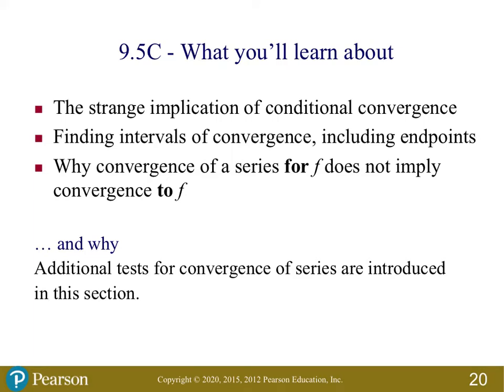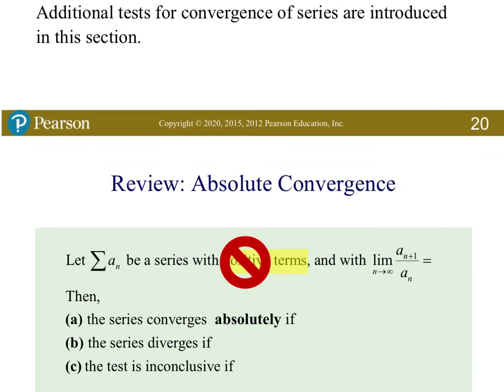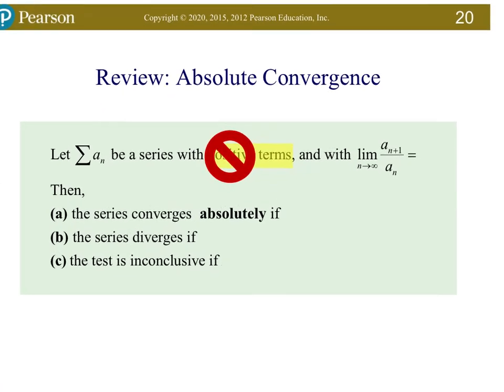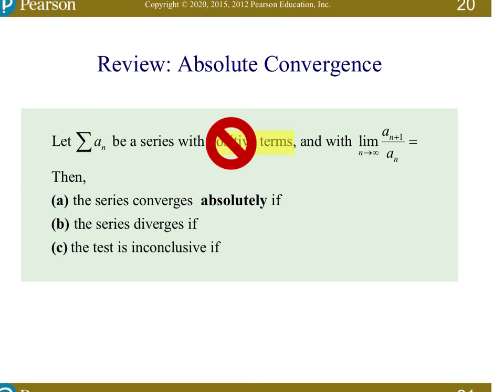Well, hi there. We have finally reached the end of lesson 5, and we're just going to finally get to the point where we can check endpoints of convergence intervals, because we have all the tests that we need to be able to do that, including conditional convergence, and just see what the implications of that are, including testing those endpoints. So just a quick review of the absolute convergence.